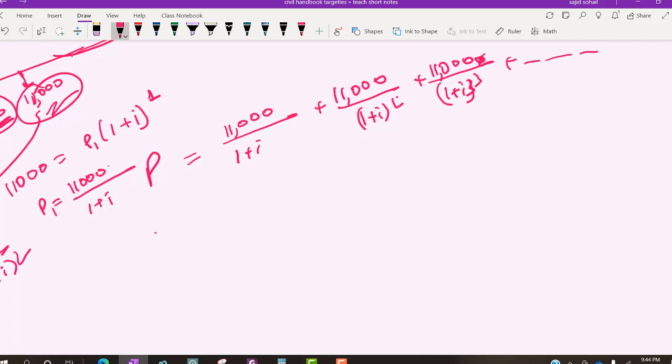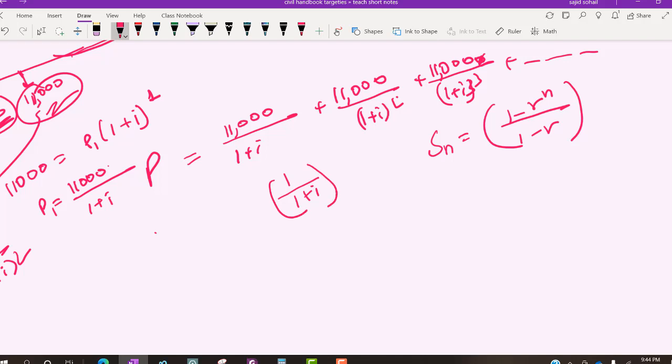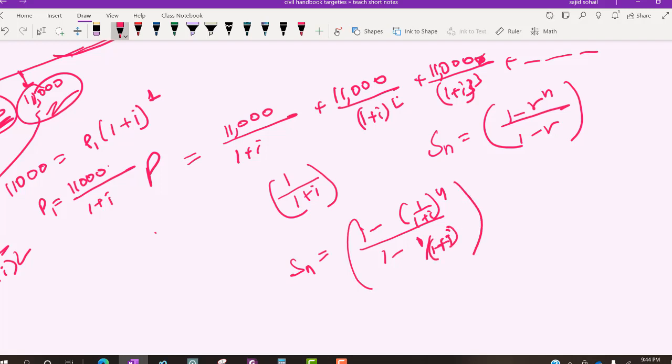So this is like geometrical progression if you are seeing properly. Geometrical progression का क्या है? Sum of n numbers कितना है? 1 minus r to the power of n divided by 1 minus r, right? तो वही लिख लेंगे. यहाँ पे r क्या है? 1 by 1 plus I. No, r क्या है? Common factor कौन सा है? 1 by 1 plus I only. So my sum will be nothing but 1 minus 1 by 1 plus I whole to the power of n by 1 minus 1 by 1 plus I. This will be my present value.